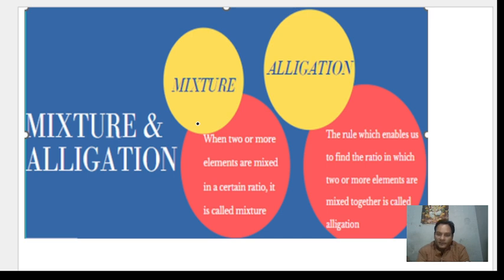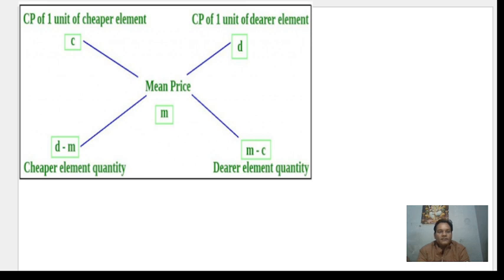Alligation is the rule which enables us to find the ratio in which two or more elements are mixed together. Again, you can see here the diagram of alligation. How do we apply alligation with the diagram?